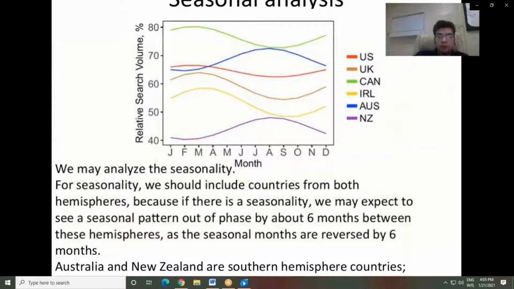Australia and New Zealand are southern hemisphere countries, and their pattern is reversed by 6 months as compared to the northern hemisphere countries, that is the US, UK, Canada, and Ireland.